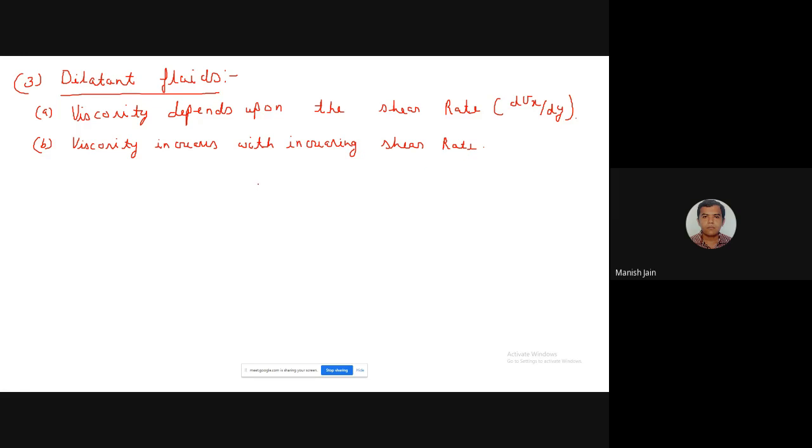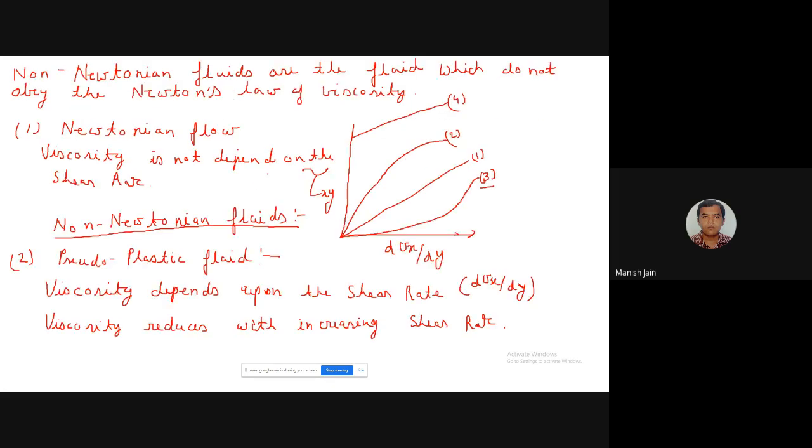Now you have the fourth curve, this curve. In the fourth curve, it is also a linear curve, but it does not pass through the origin. That means it requires some initial force to flow. So this is called the Bingham plastics. This type of fluid is called the Bingham plastics.